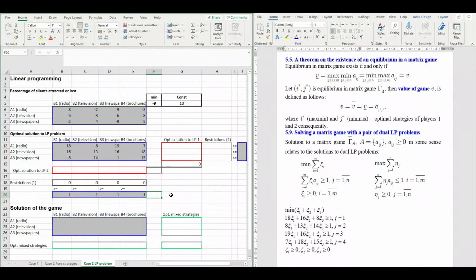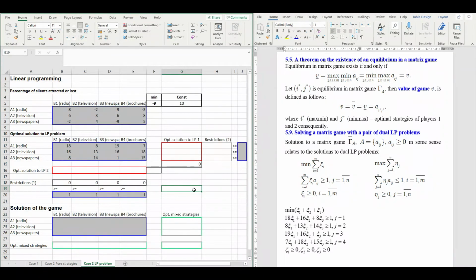Before we do this, I remind you that when we find an optimal solution xc1, xc2, xc3, it will not be the optimal strategy of the first player. After that we should do some calculations, and after these calculations we will find an optimal strategy of the first player. So let's find an optimal solution to the first linear programming problem.